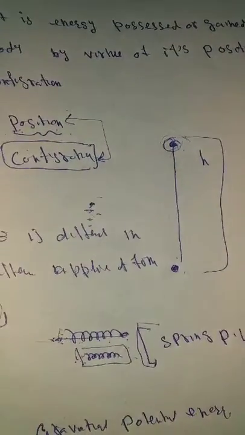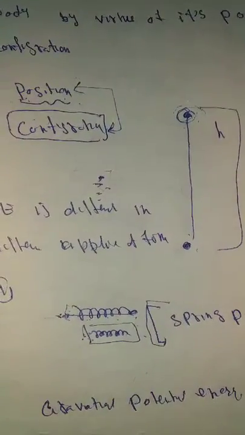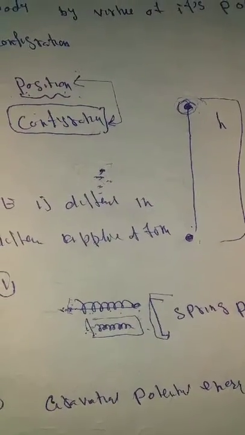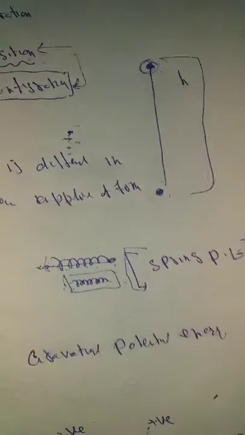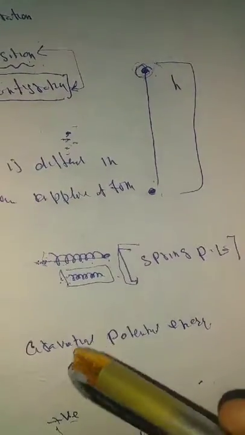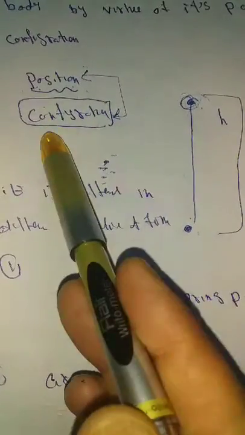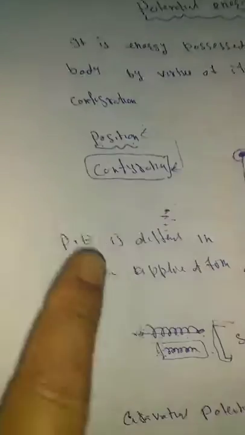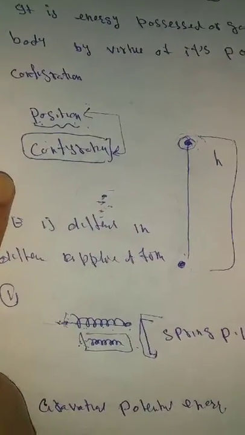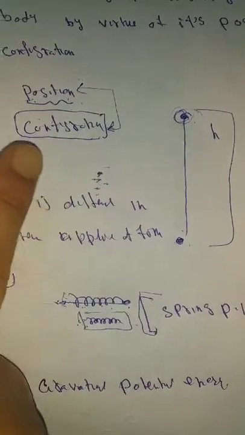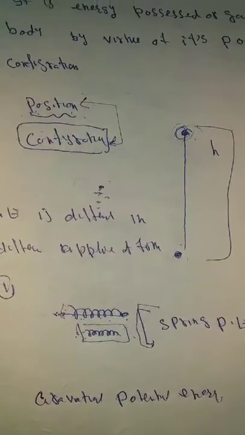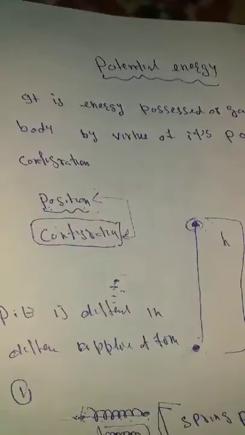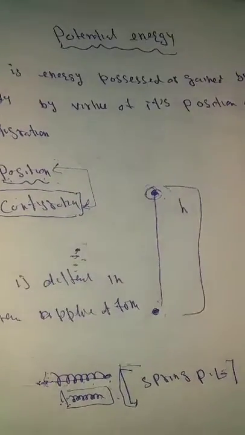So we are supplying our energy to change the configuration of any system. That means energy is stored in the system. This is also potential energy, the energy due to a change in configuration. When we change the configuration or position of a body, the body is able to do work. This type of energy which is stored in the body is called potential energy. I hope you have got it. This is the introduction of potential energy.